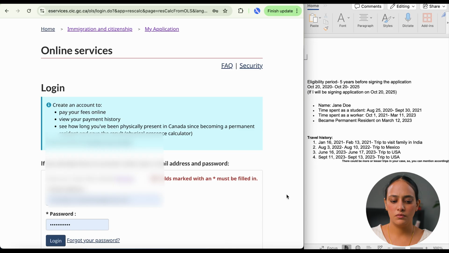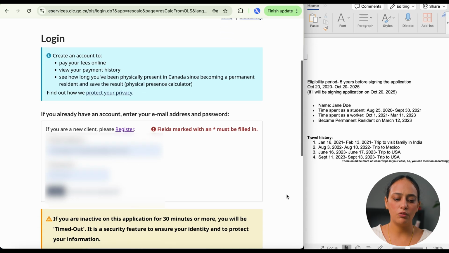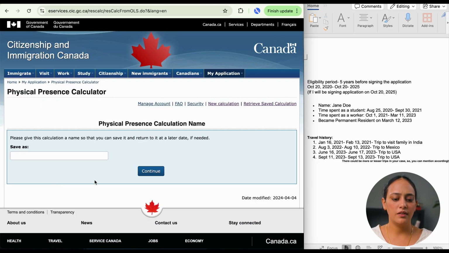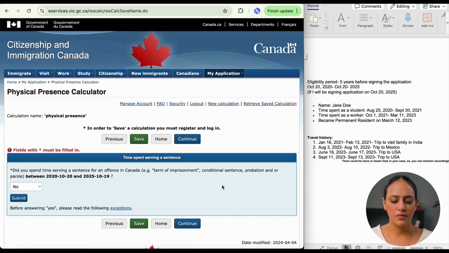Then save. In order to save the calculation, you need to have an account on CIC, and since I already have an account, I'll log in. And then they will ask me for a name for my calculation. I would say simply physical presence, then continue. And from there, we can move further.